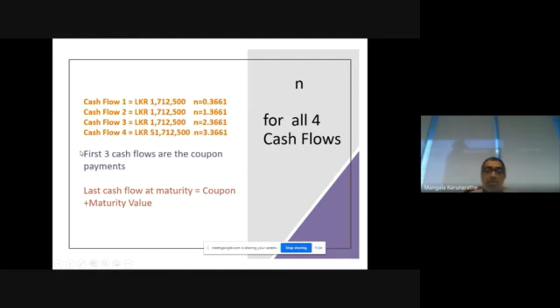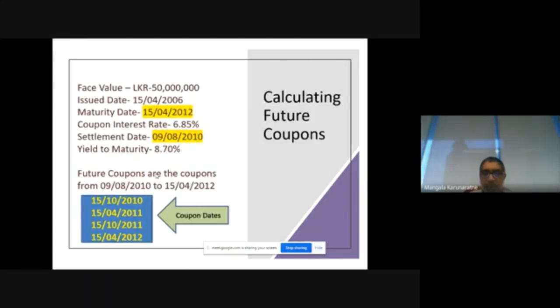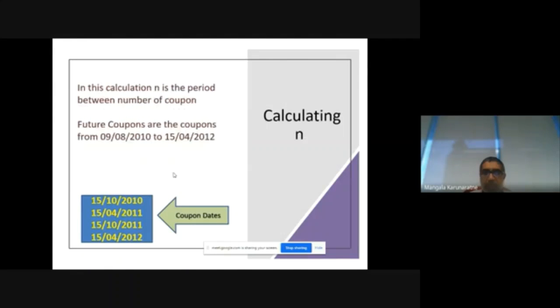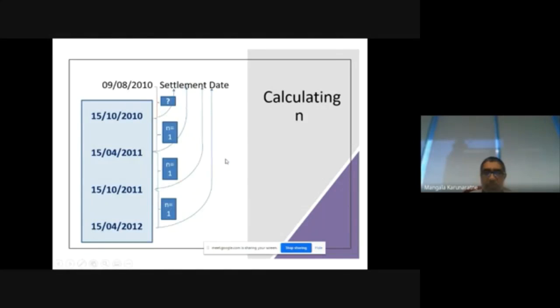Now, please let me know before I proceed whether you understood up to this point. Is it 100%, or do I have to explain the calculation again, maybe from calculating n for the future coupons? Please let me know. I will then go through it again, taking a few more minutes, because we have to go together, right? Please speak up.